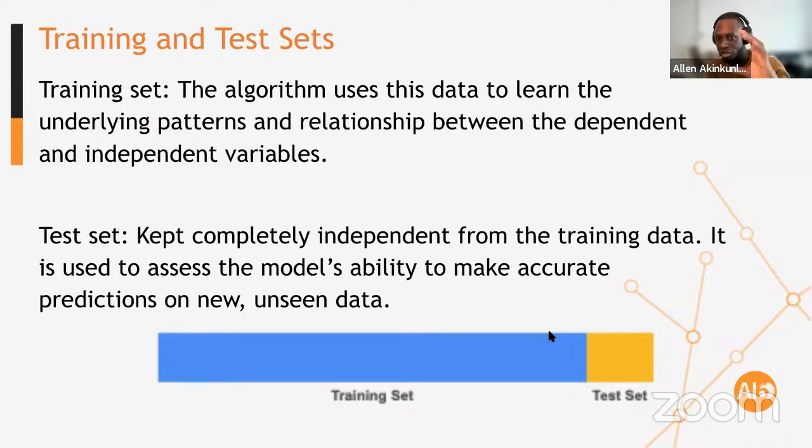But yeah, so you have the training set and you have the test set. Typically, you have them split 80-20, 70-30. You find it in textbooks, depending on how much data you have. But the training set is larger than the test set.